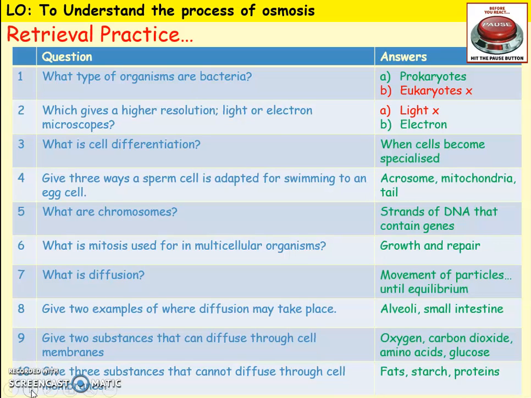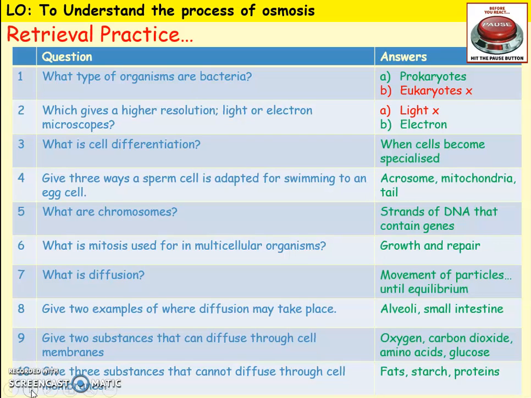Cell differentiation is when cells become specialised. Before they are specialised, they're called stem cells and they can change into lots of different types of cell. But once they differentiate, they become specialised and exist as one cell type. Question 4. The sperm cell has got an acrosome, which is in its head, and it helps to break down the egg cell so that the sperm can join with the egg. It's got lots of mitochondria to give it energy to help it swim, and it's got a tail to help it move in a particular direction.